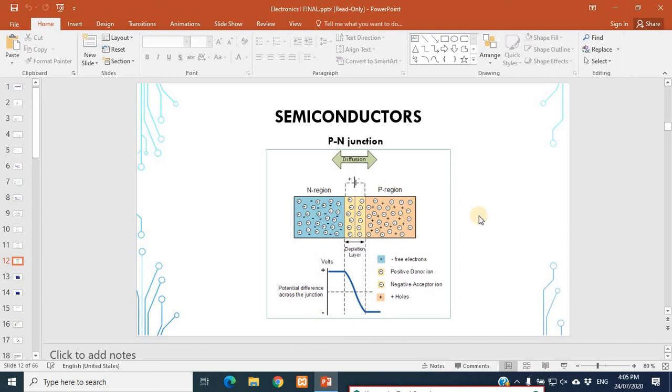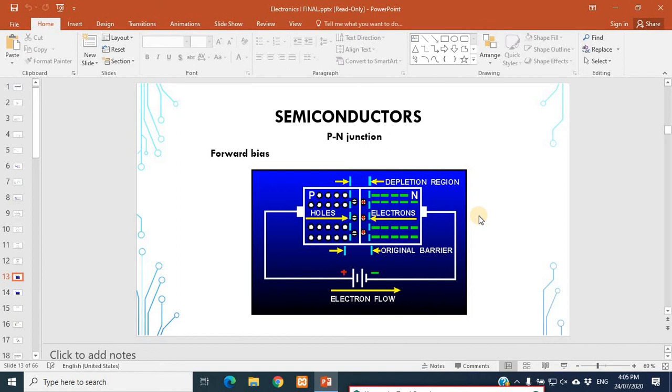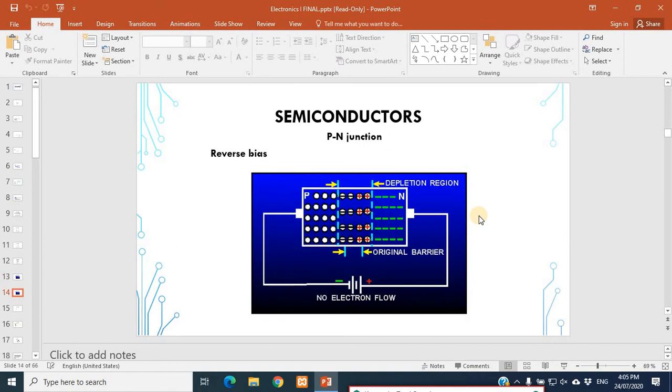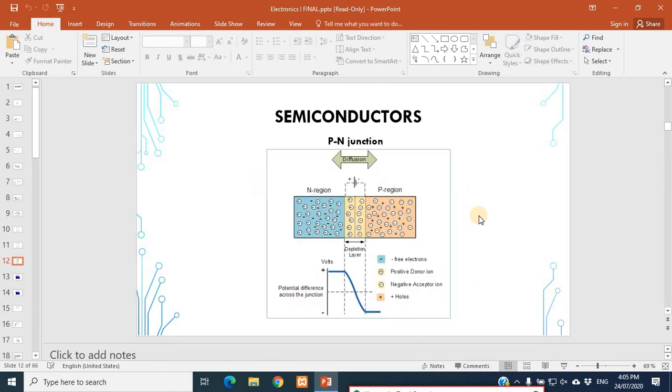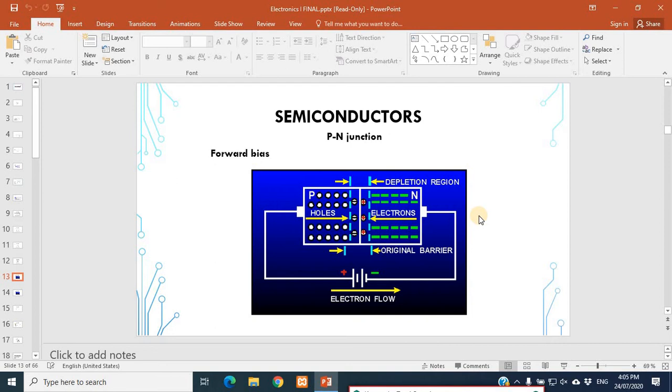Let me see if there's another diagram. Okay, good. So maybe, just maybe, I might use this one to explain. Let me use this one and then I'll continue with this one.